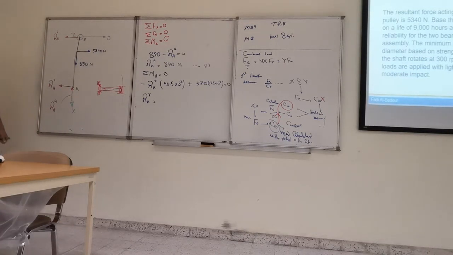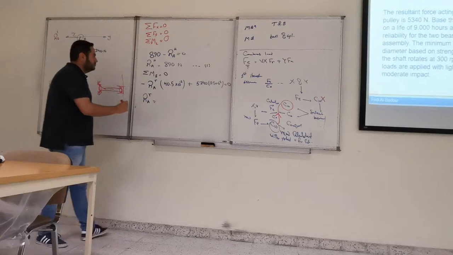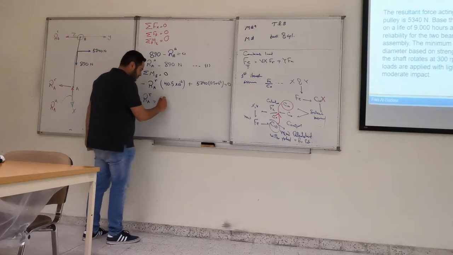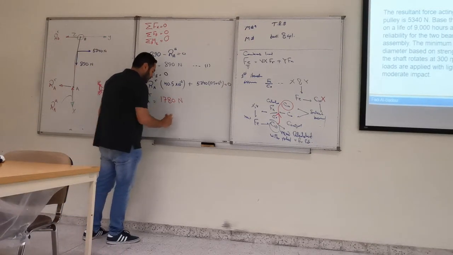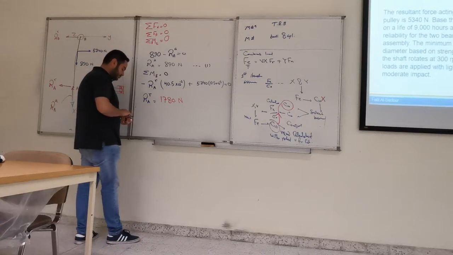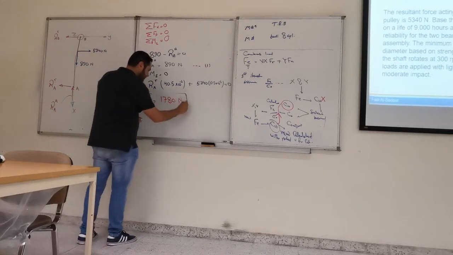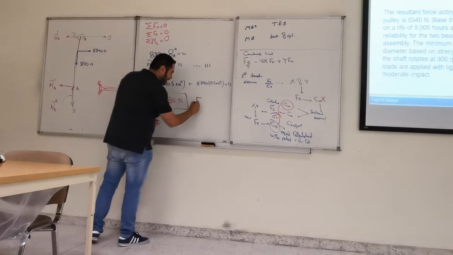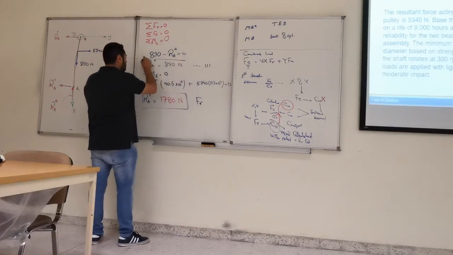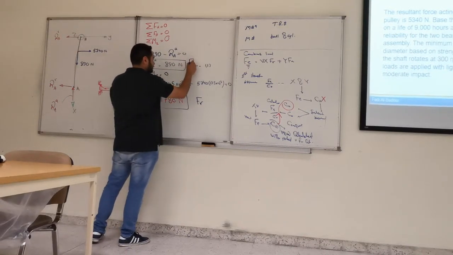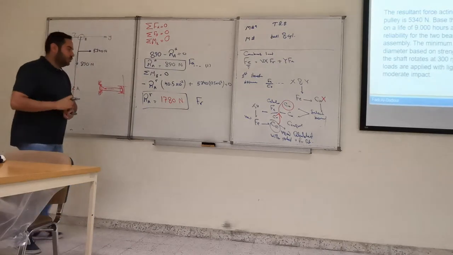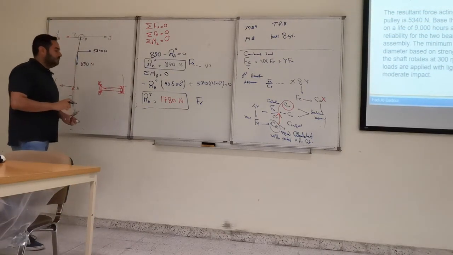Right. So, anybody got the reaction load? 178. So now we are done with bearing A. We have all the information. So this is simply FR, and this is simply FA on bearing A.